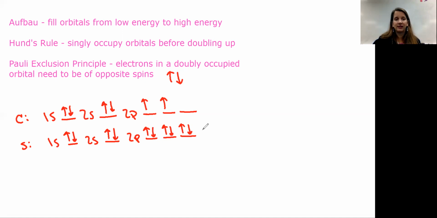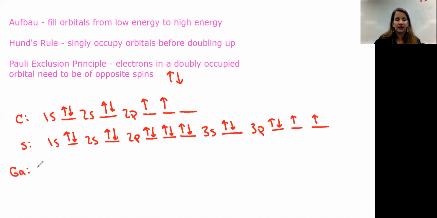After 2p6 in sulfur is 3s2, so that means there's 2 electrons. And then it's 3p4, so I have to have 3 lines, 3 orbitals. For 3p4, I have to have 1 up, 1 up, 1 up, and then 1 down. Okay, so that's sulfur's orbital diagram.